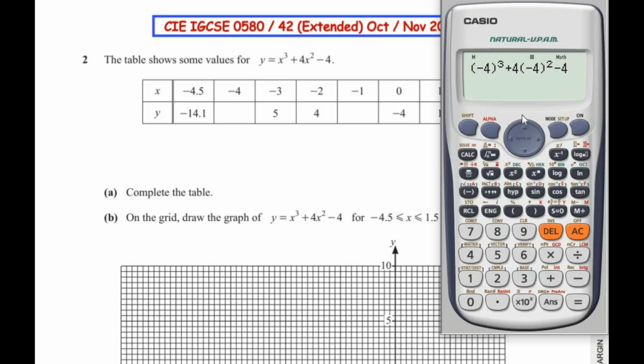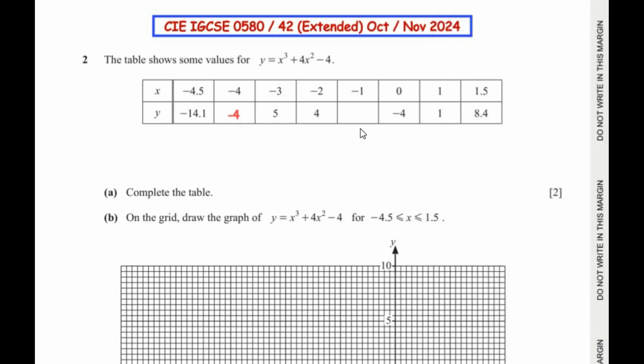So here, replacing x with negative 4, we get negative 4 to the power of 3 plus 4 times negative 4 to the power of 2 minus 4. So let us see what value this gives us. It is going to give us the y value as negative 4. So when x is negative 4, y will also be negative 4.